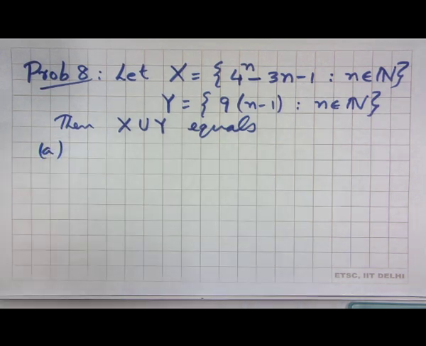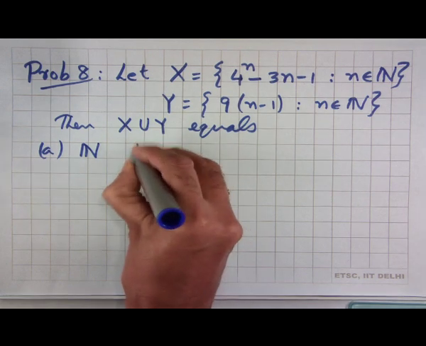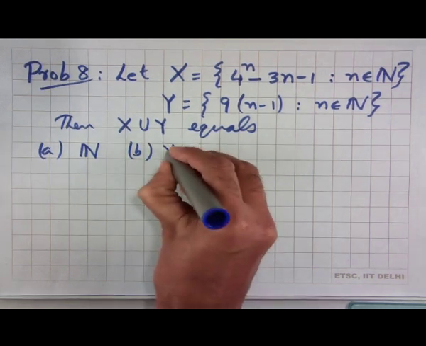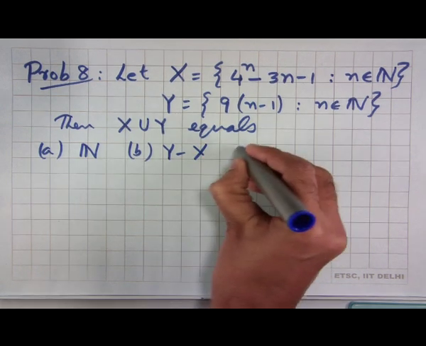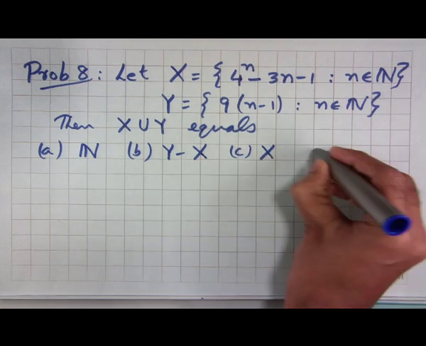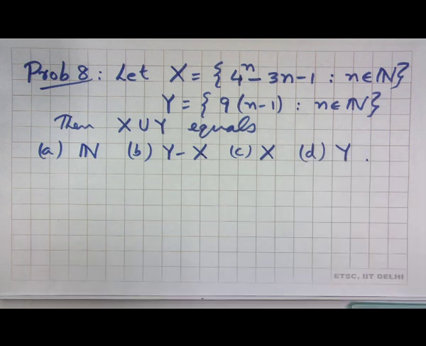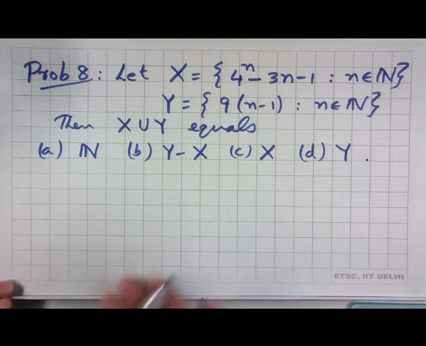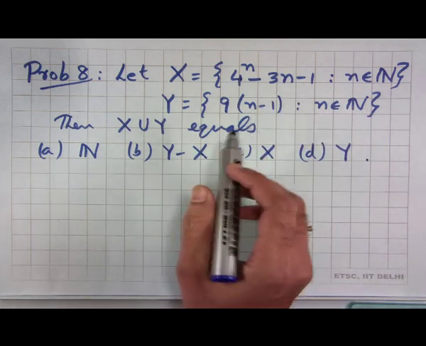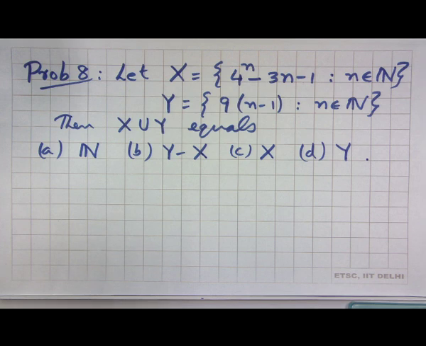we are given 4 choices. A is all of the natural numbers, B is equal to Y minus X, C is equal to X, and D is equal to Y, right. So, this is a multiple choice question and we are given the sets X and Y written in set builder form, and we have to find what X union Y is.